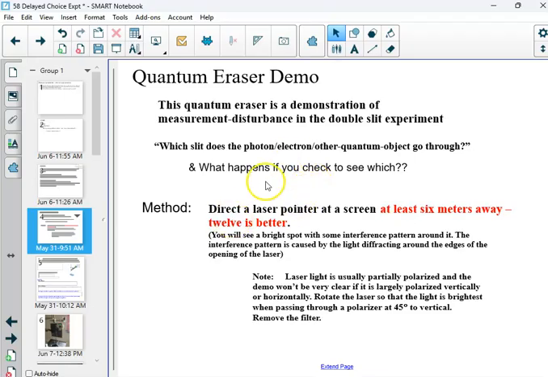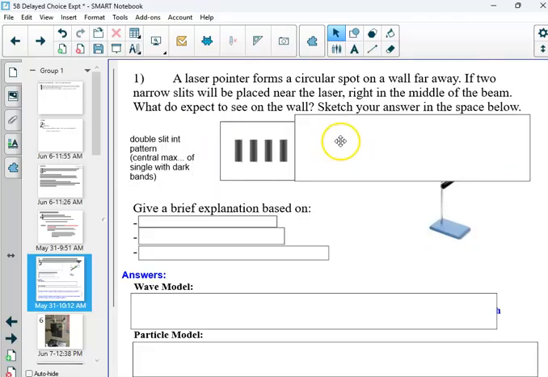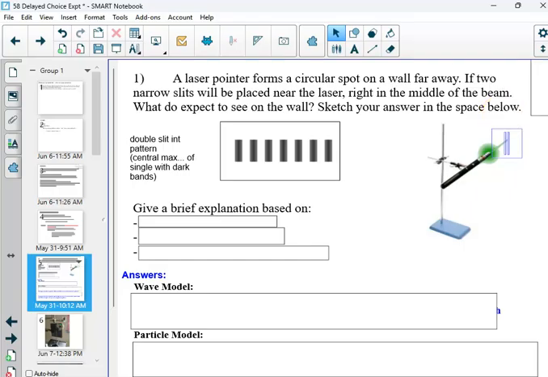So this is just notes to self about setting it up. I can skip that, I guess. So what we have is a laser pointer towards two slits. You want to have the wall pretty far away, and you're going to see an interference pattern on the wall. And of course, there are answers for this below here.